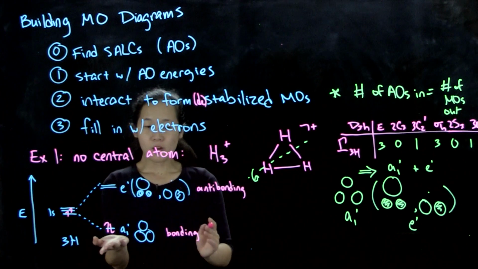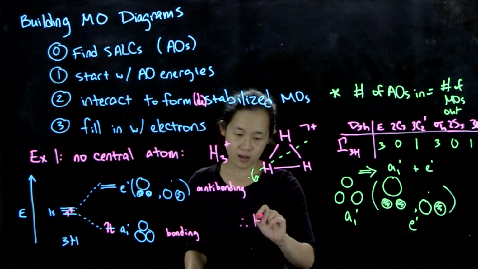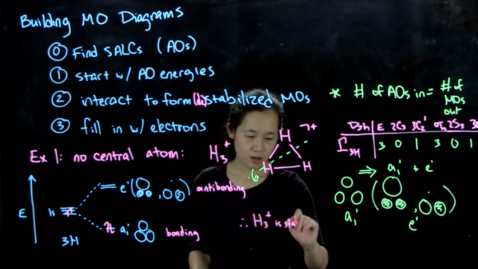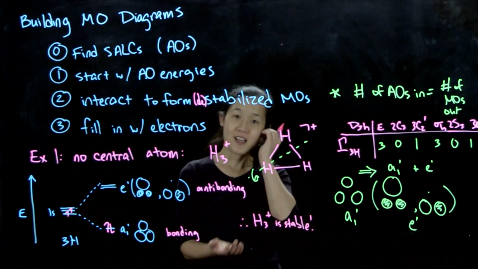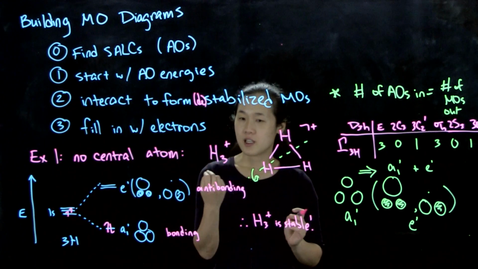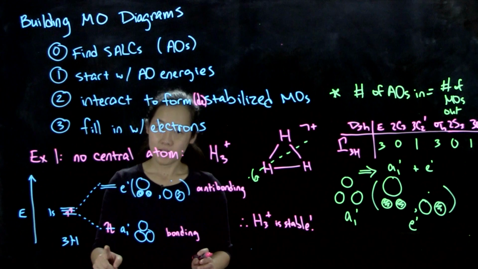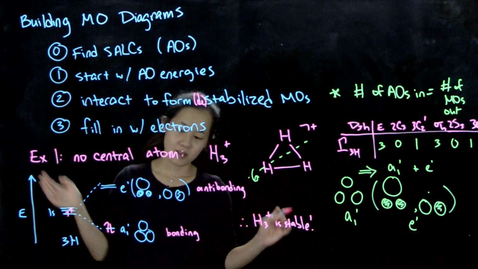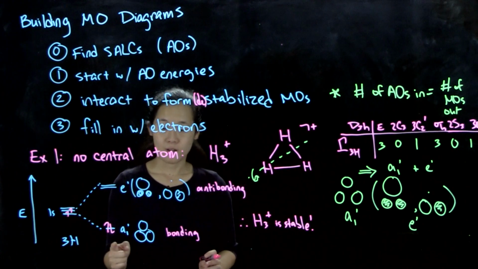And then overall, the conclusion is you can see that H3 plus is stable. Okay, I won't say it's obviously what you see in nature, so stable has a different connotation. What I mean here is that because of this stabilized bonding interaction, this is stabilized from three separate H atoms. So it's not more stable than H2, but you can see it's stabilized overall.